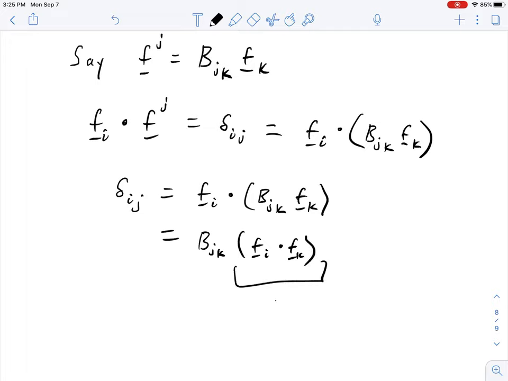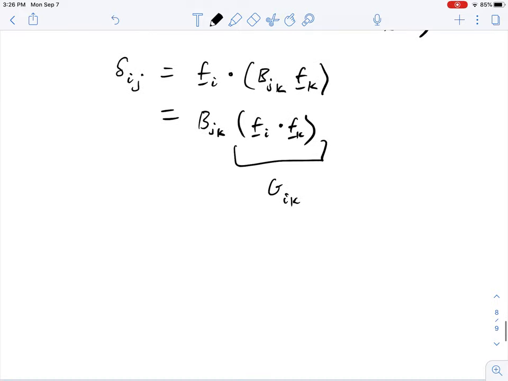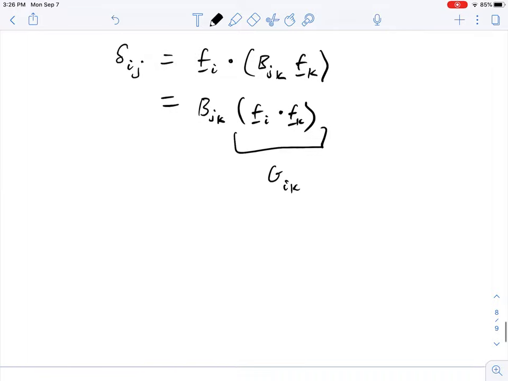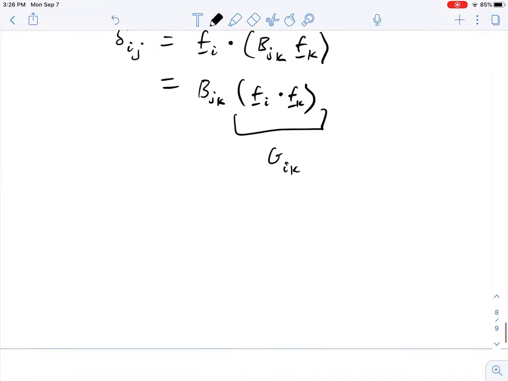Well, that's the matrix G. Because of the symmetry, we know that G has to be symmetric, right? The inner product is symmetric. F_i dot F_k is equal to F_k dot F_i. So the transpose of the matrix G is equal to the matrix G itself. But we'll get there in a second.